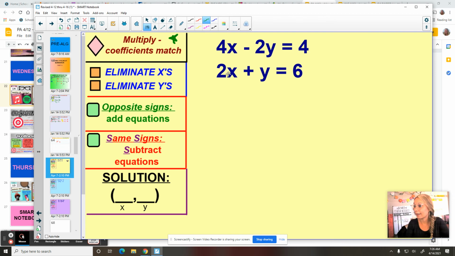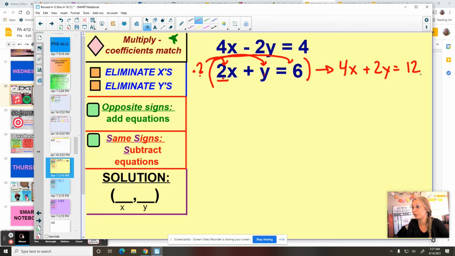It doesn't matter if you want to get your x's to match or your y's. I'm just going to use what we did in our example. I'm going to get our x's to match, which means I need to multiply every single piece of this equation by 2. Notice this is kind of like the distributive property. So I've got 2 times 2x, which gives me 4x, 2 times y, which is 2y, and 2 times 6, which is 12. I didn't do anything to my top equation, so I'm just going to rewrite it right on top here.